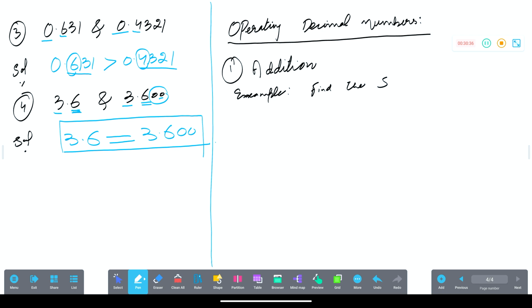Find the sum of 13.4070, 3.34, 2.432. This example is in your book. So here I am having three decimal numbers and I have been asked to find the sum. Let me write the solution.